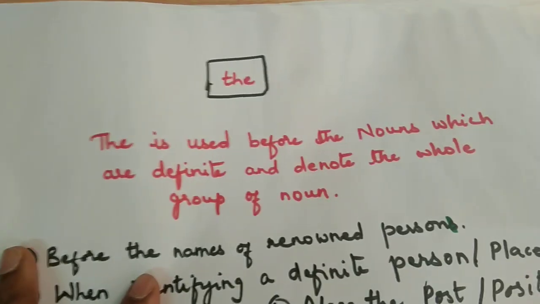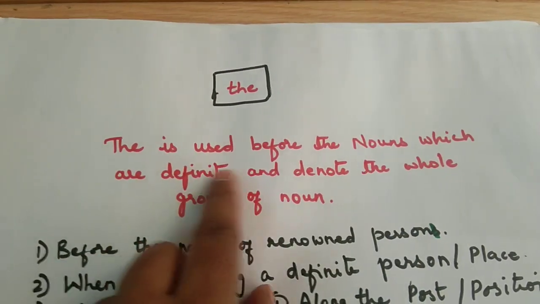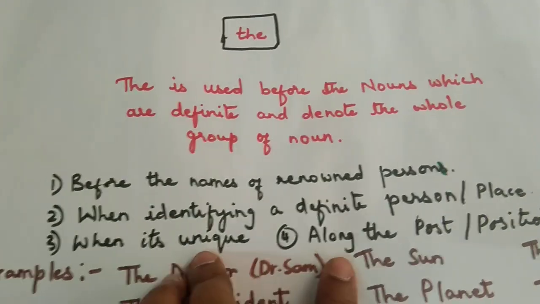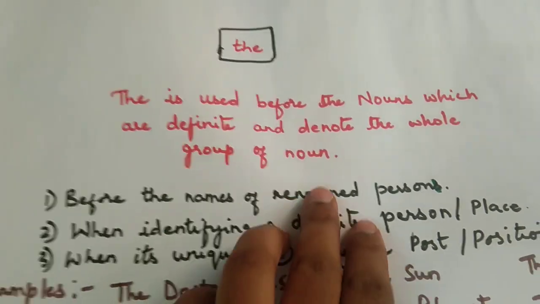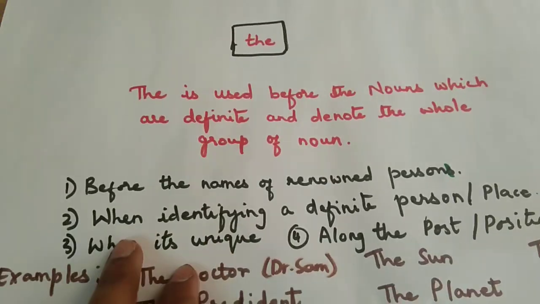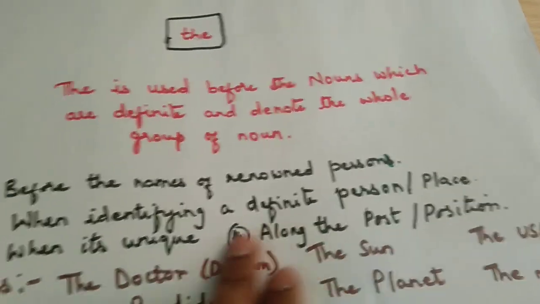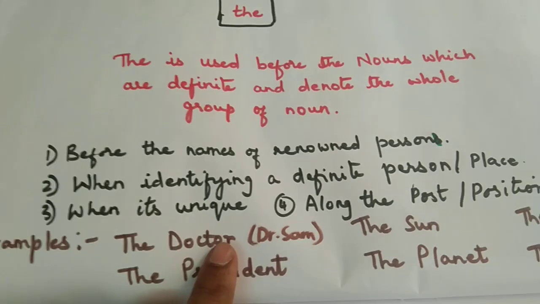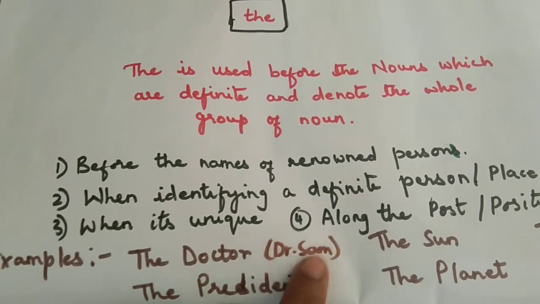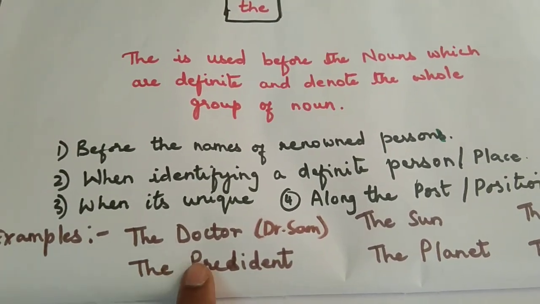Next, we come to the usage of the. The is used before nouns which are definite and denote the whole group of nouns. Some more examples: before the name of a renowned person, while identifying a definite person or a place, or when something is unique, along with a post or position. Like you can see, I have written the doctor here because we already know who the doctor is. It's Dr. Sam. Since we know the person, we have written the doctor, the president. So that's the only position.